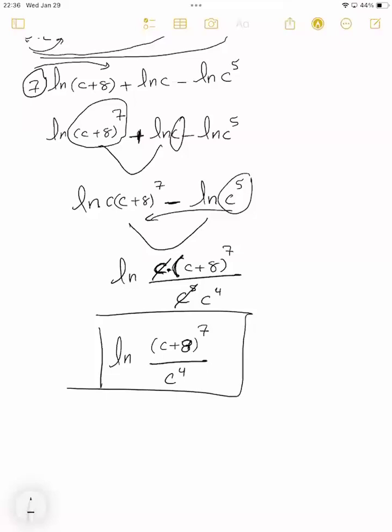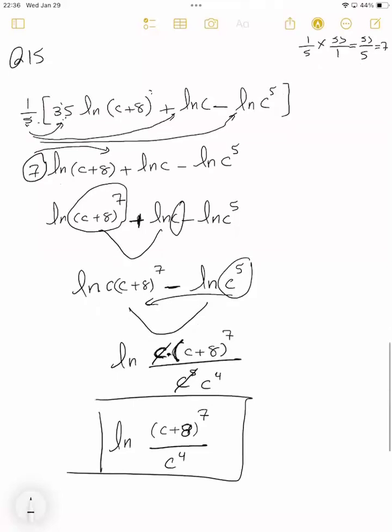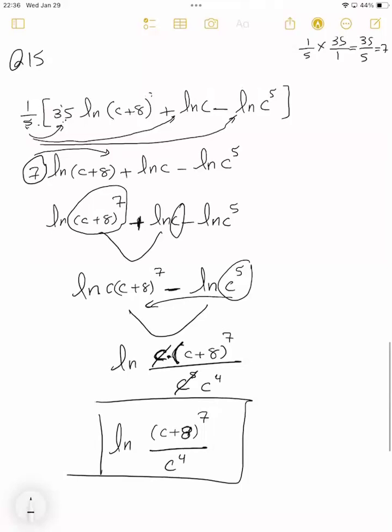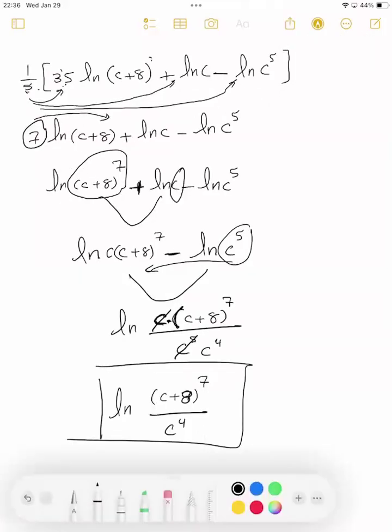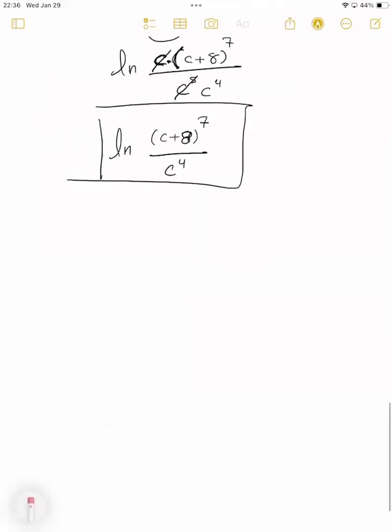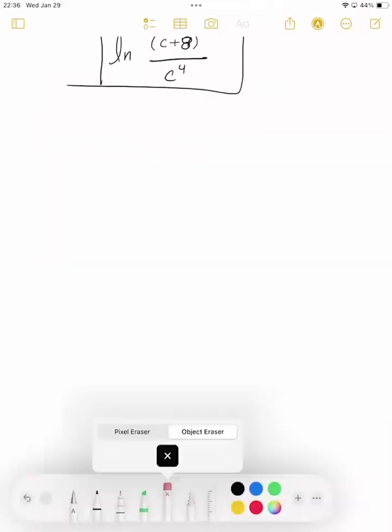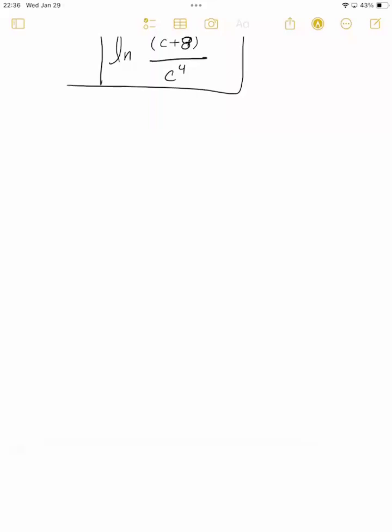I just want to check one thing. Did I mess up somewhere? I forgot to multiply that ln. Oops, I made a big mistake. So let me just redo this whole thing. I messed up somewhere. Let me just rewrite it. I forgot to distribute that 1/5 after all.